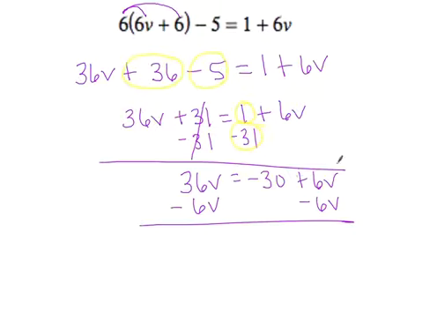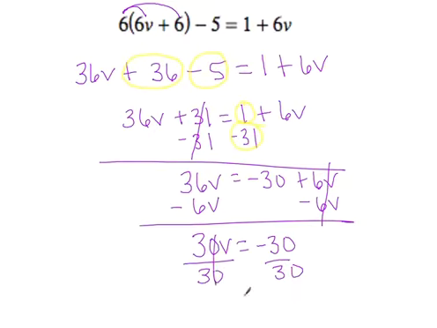I could also circle 6b and jump it to the other side, and it would change the sign from positive to negative. This will cancel. On the left side, I would see that 36b and negative 6b are like terms. So I would say 36b minus 6b gives me 30b. And on the right side, I would have negative 30. My third step is to try to get b to be by itself. So I would divide both sides by 30. Whenever I do that, the 30's cancel. B equals negative 1.